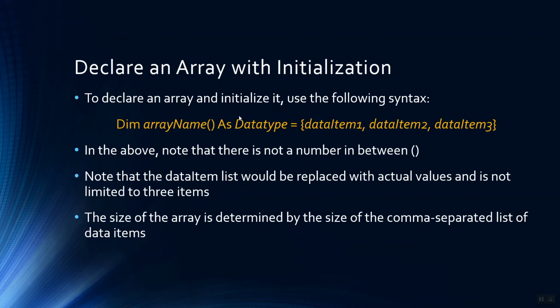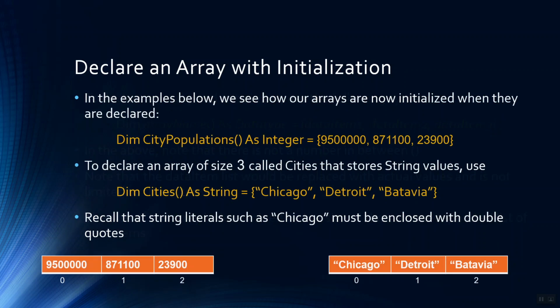It is very important to not put a number in between parentheses. Sometimes we forget, but if you're providing a list of values, the compiler will throw an error if you try to put a number in there. So just be aware of that. So let's look at some examples.